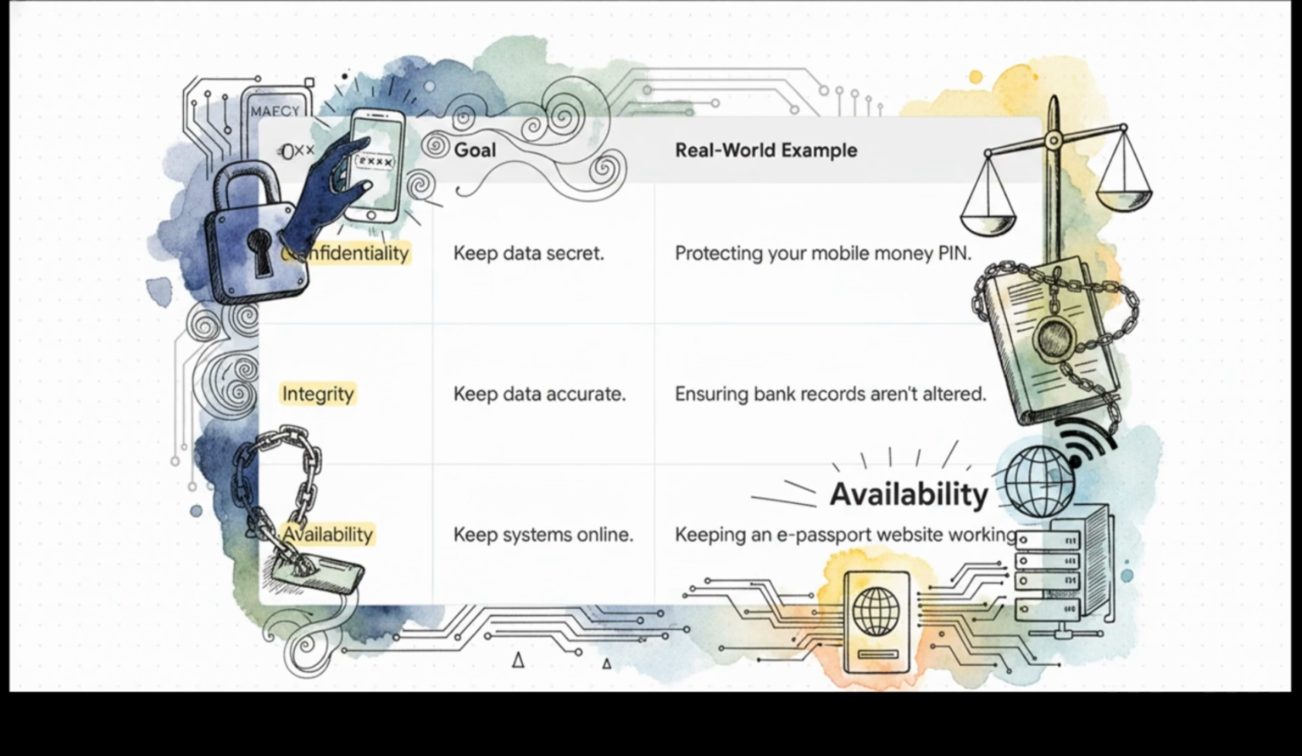So C is for confidentiality. That's about keeping secrets, making sure only the right people can see the data, like your mobile money PIN. I is for integrity. That's about trust. It means making sure the data is accurate and hasn't been secretly changed, like your bank records. And A is for availability, which just means the system is actually online and working when you need it to, like an e-passport website. It's a balancing act, really. Making something super confidential might make it less available. The whole game is finding the right balance for the situation.